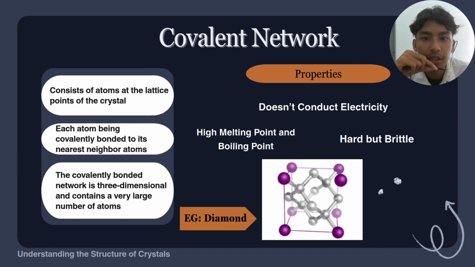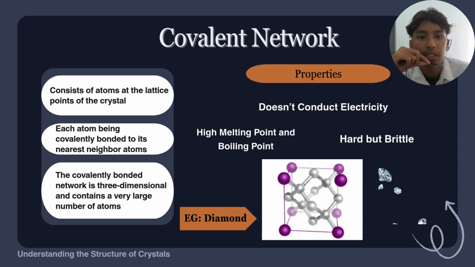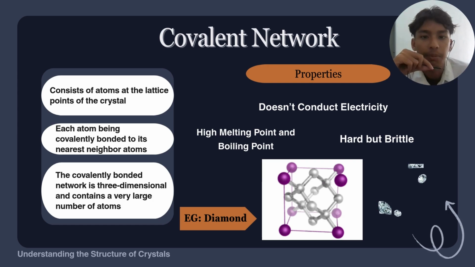Then we have covalent network. Covalent network consists of atoms at the lattice points of the crystal. Each atom is covalently bonded to its nearest neighbor atoms, and the covalently bonded network is three-dimensional and contains a very large number of atoms. So the properties of covalent network is that it doesn't conduct electricity, but it has high melting point and boiling point. Then it is hard but brittle. So the example of covalent network is diamond.